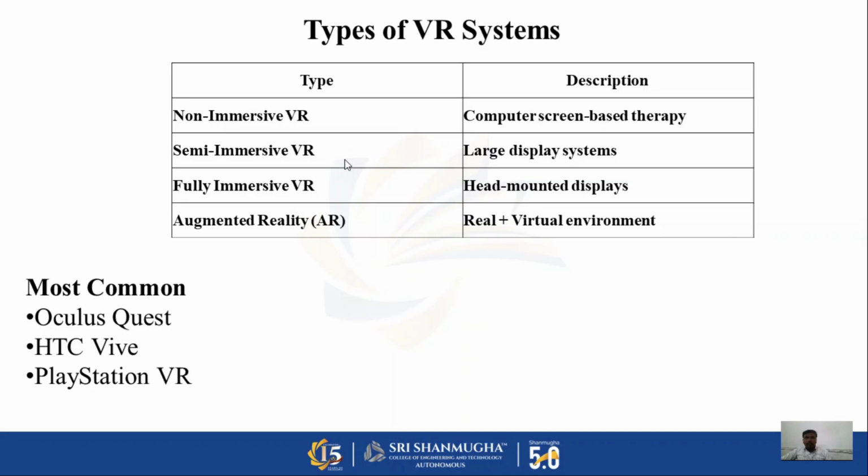Next, we are going to see types of VR systems. There are four main types of VR systems used in rehabilitation. First one, non-immersive VR. This uses a normal computer screen. Patients interact using a keyboard, mouse or motion sensors. Example, rehabilitation games on a monitor.